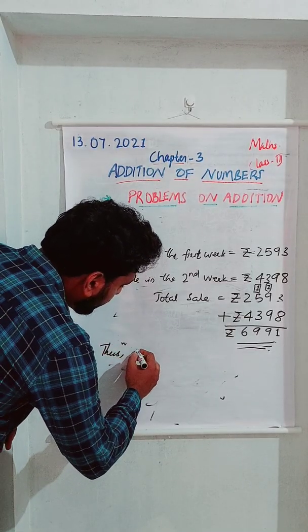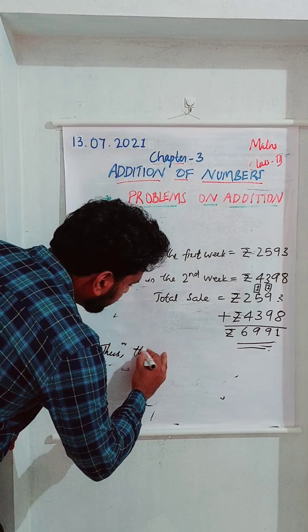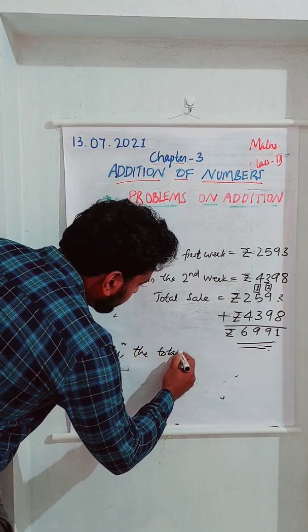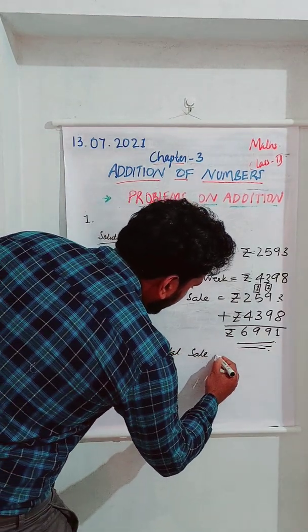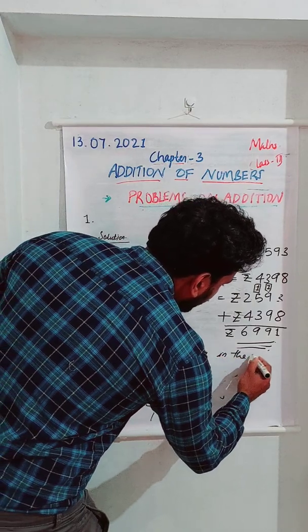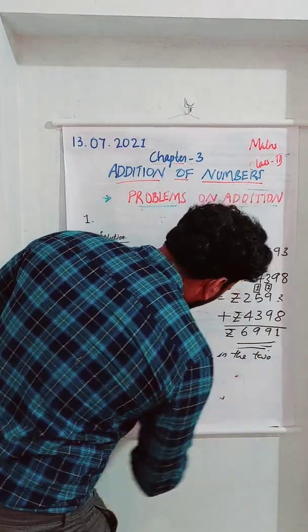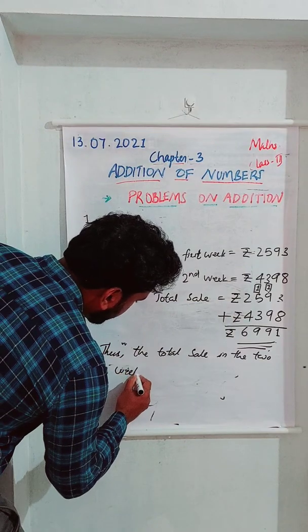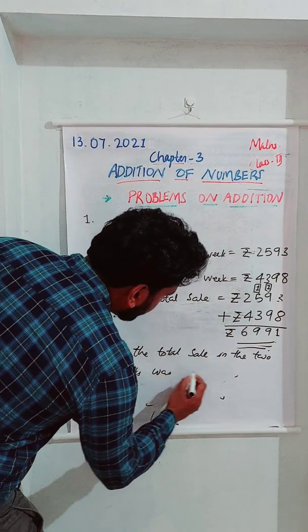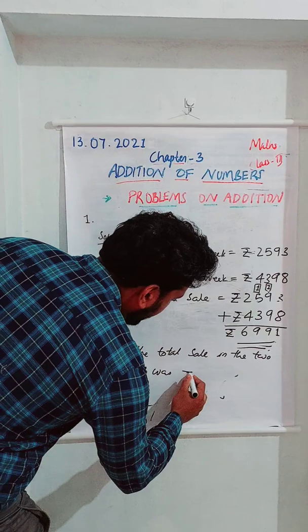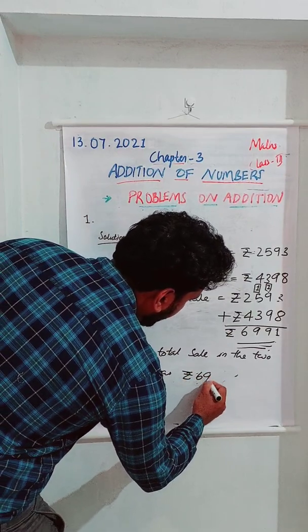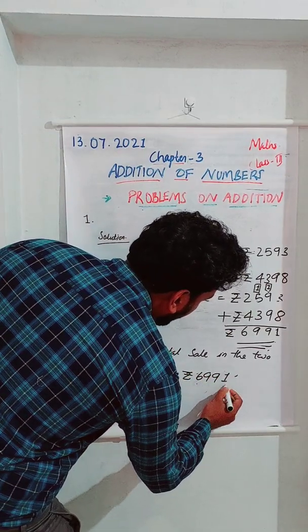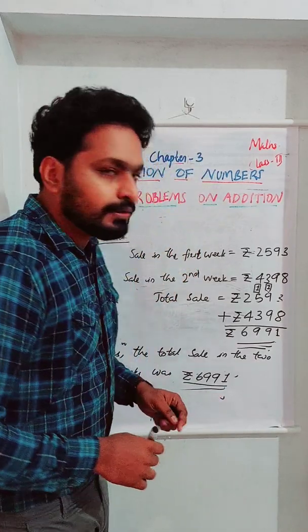thus the total sale in the 2 weeks was this amount. Understood? Rupees 6,991. Got it? So easy.